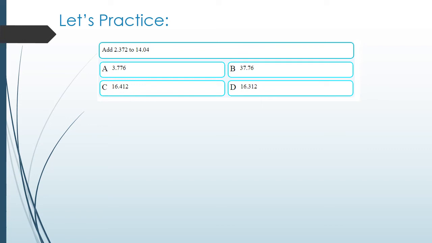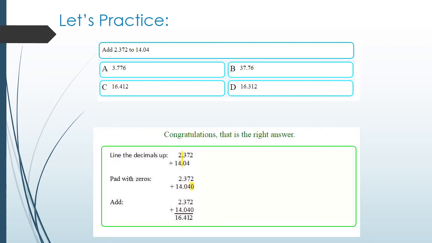So the whole number is 14. 2 plus 14, it's what? Excellent, 16. So A and B will not be the answer. Now, 2.372 plus 0.4, or 0.40, equals what? Let's check the answer. Excellent. The answer here equals 16.412.